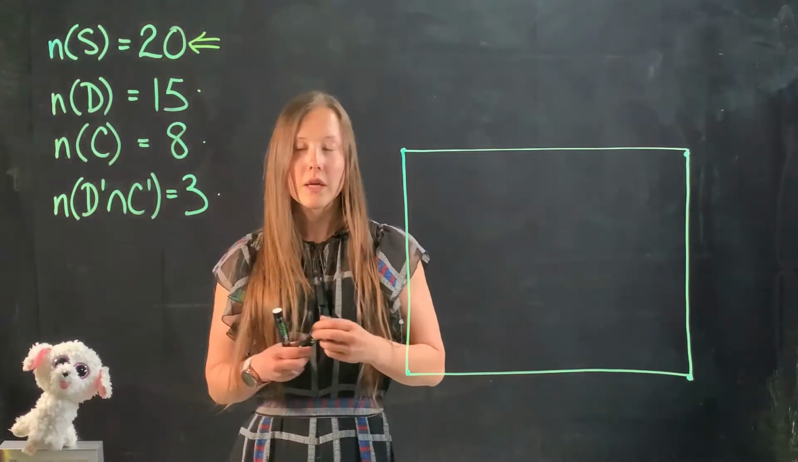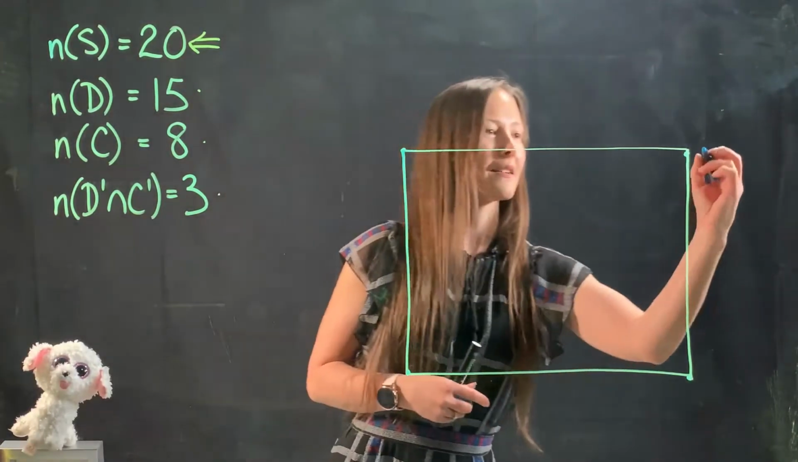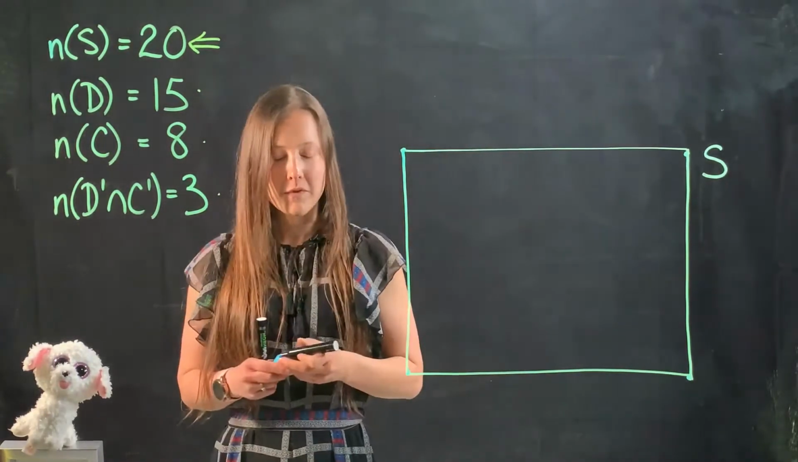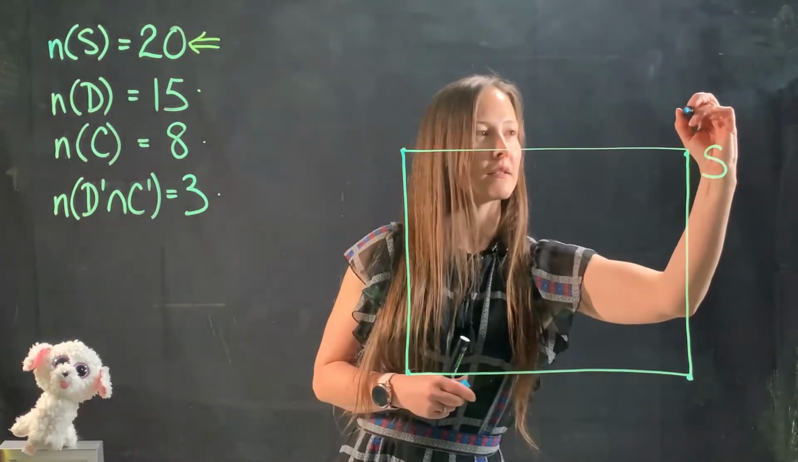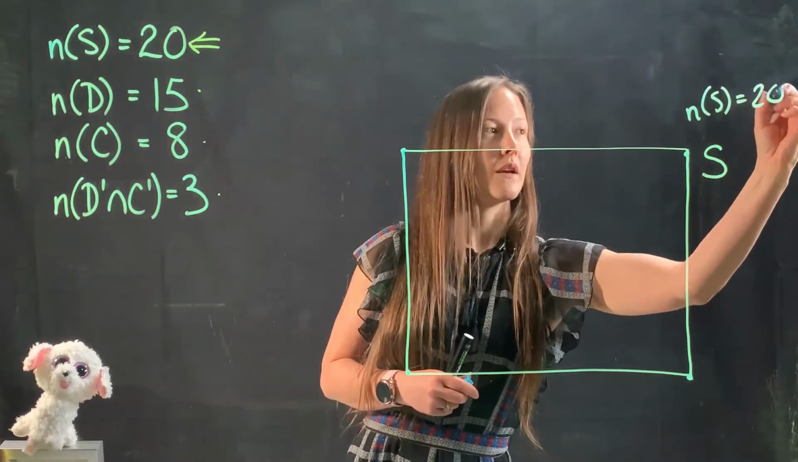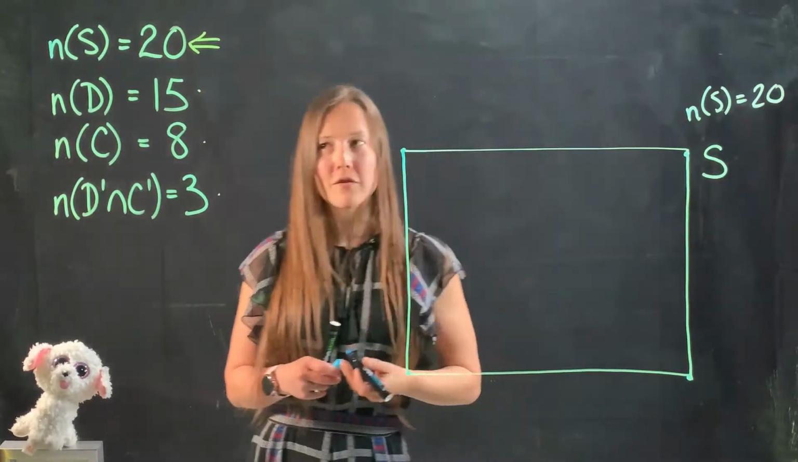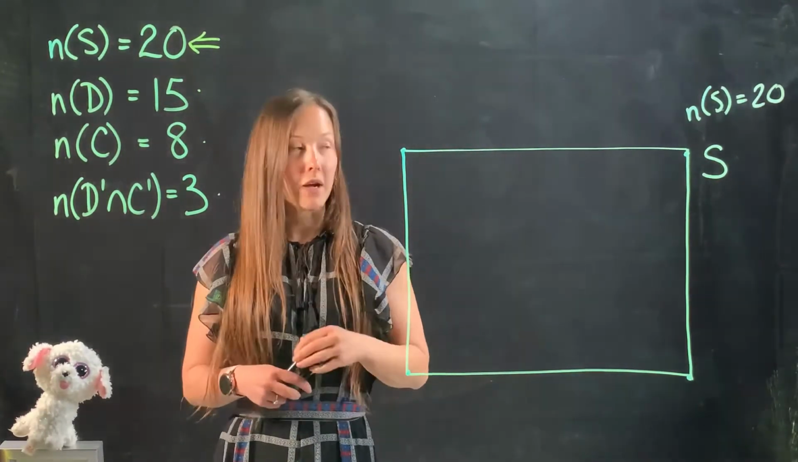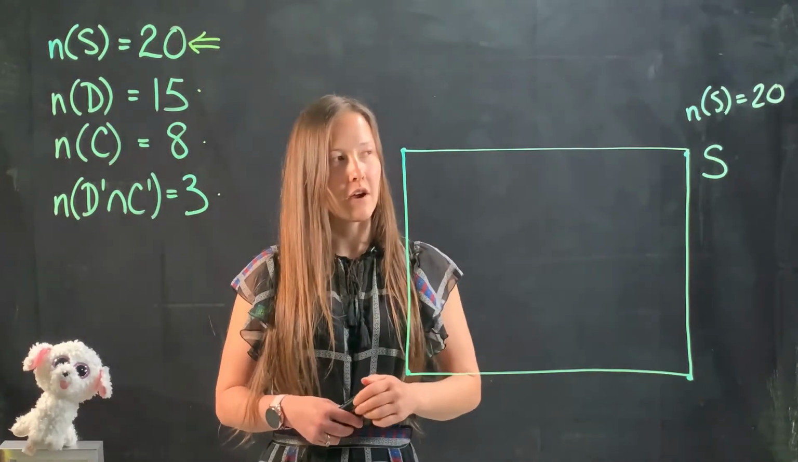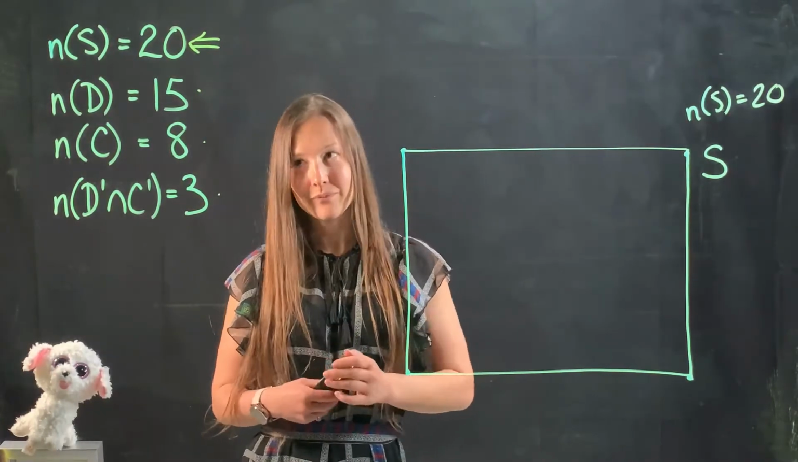In the corner, we're going to indicate the universal set S. And as I pointed out over here, the number of elements in our universal set is 20. Again, this is not technically part of the Venn diagram, but it's just a good reminder for us to check in the end that the total elements within this Venn diagram is going to be 20.